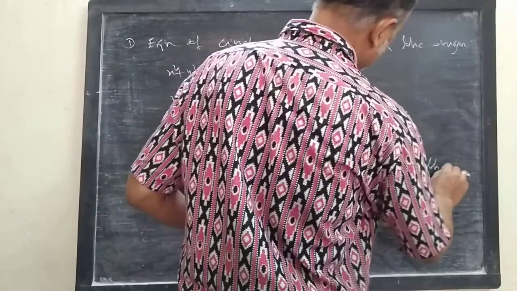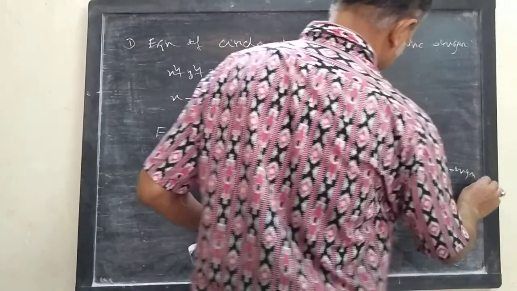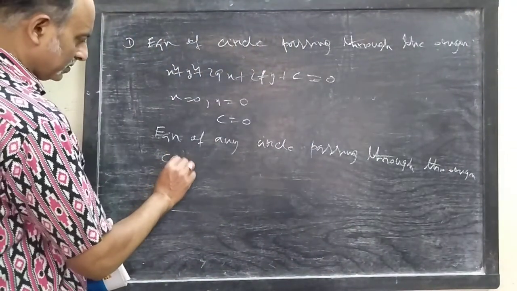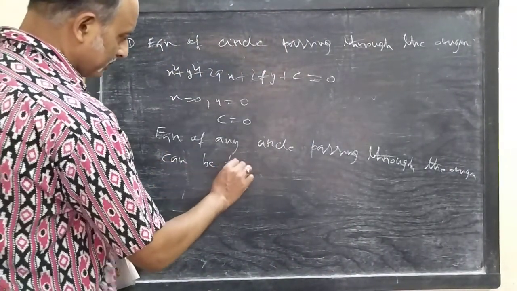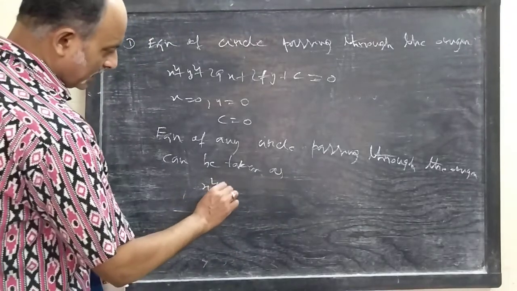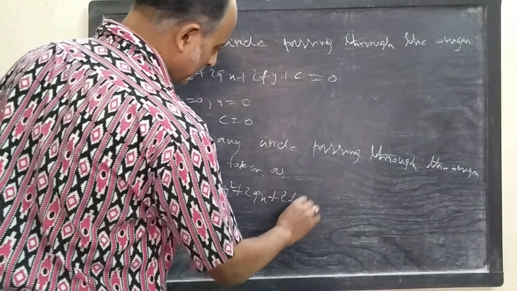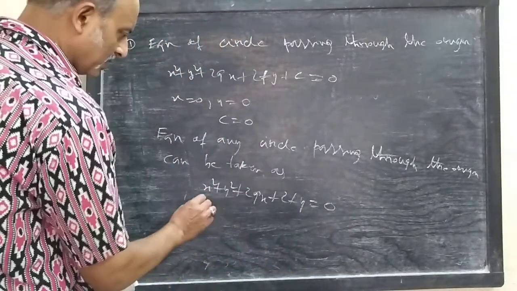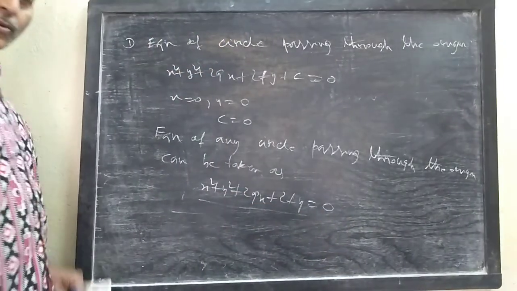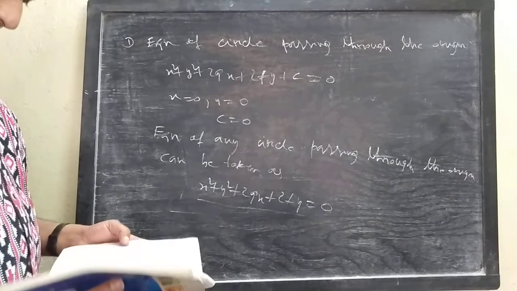So equation of any circle passing through the origin can be taken as x square plus y square plus 2gx plus 2fy equals 0. There will be no c in the equation. Okay, so first type of equation.